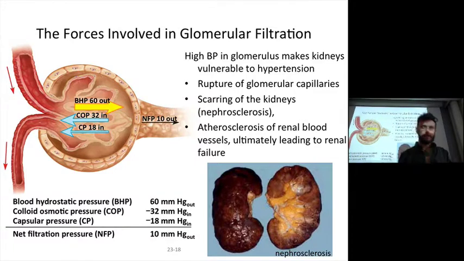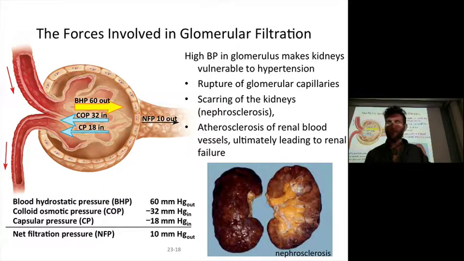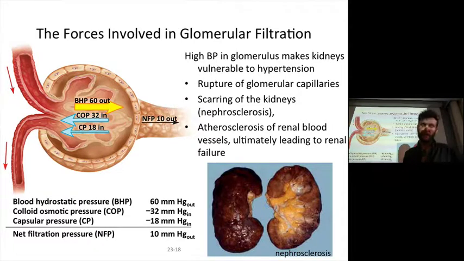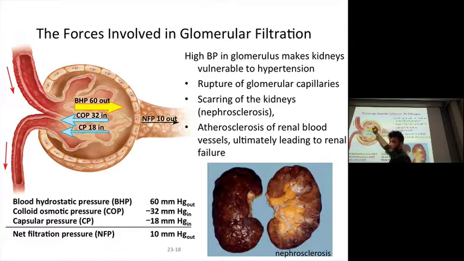Not much more. So I have just 2 minutes left here. I will talk about this one and then we'll leave it here. So what are the forces that drive this? Well, we have the blood hydrostatic pressure. All right, so the blood pressure as it's reaching the glomerulus is about 60 millimeters of mercury, pushing out of the capillaries into the capsular space.